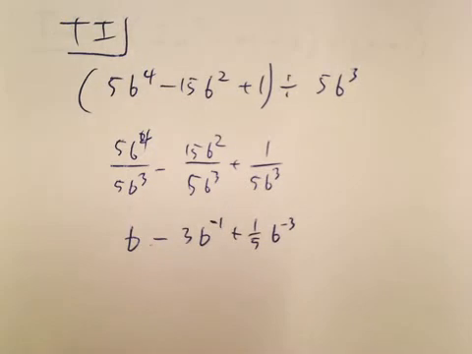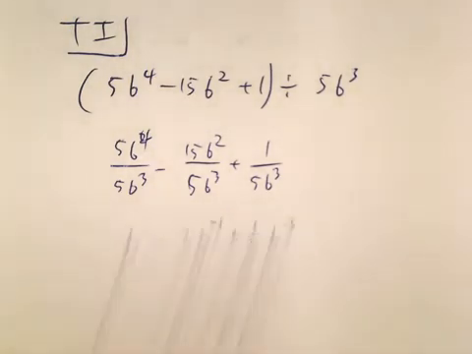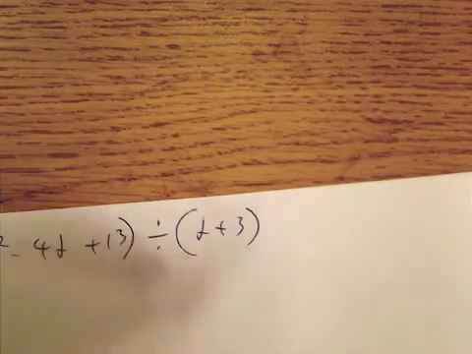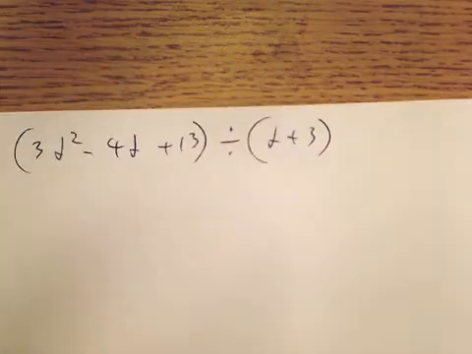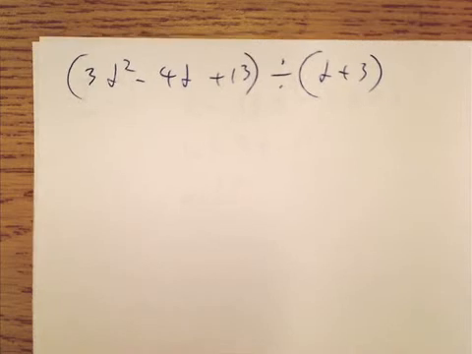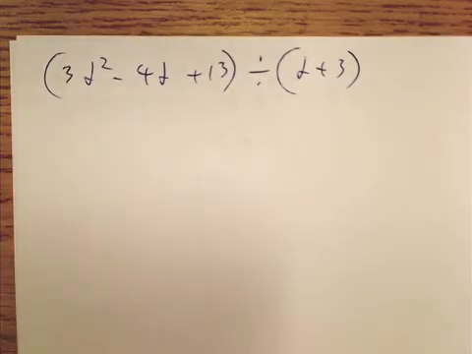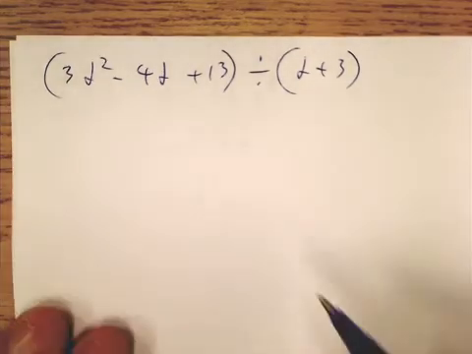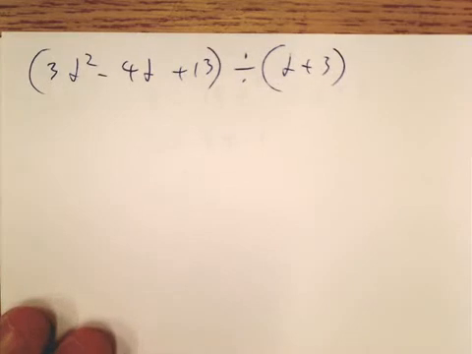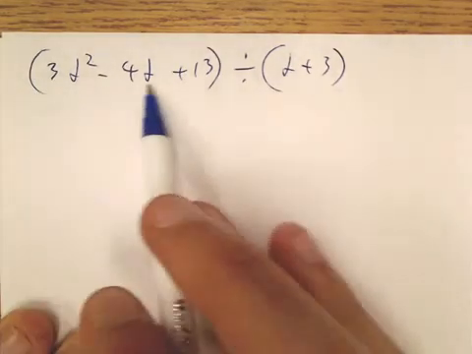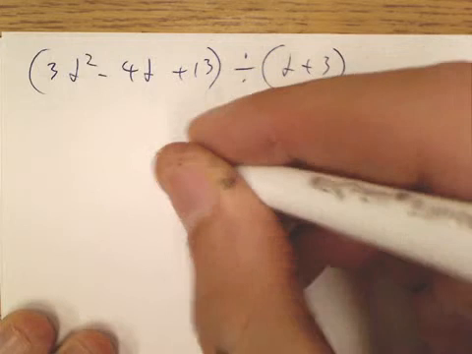Okay, so that's dividing by a monomial. You just divide the numbers, subtract the exponents, nothing too fancy there. And we could also have this where we divide by a binomial. Okay, and doing this is no simple task. What we need to do is long division. Okay, so this first polynomial goes inside.